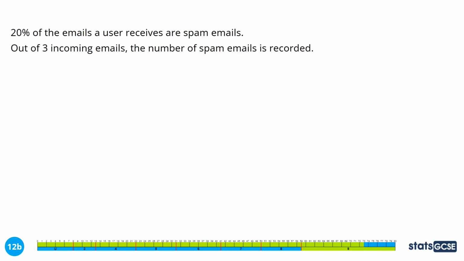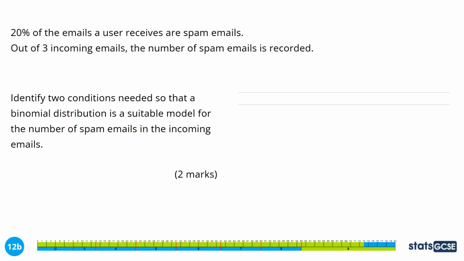20% of the emails a user receives are spam emails. Out of 3 incoming emails, the number of spam emails is recorded. Identify 2 conditions needed so that a binomial distribution is a suitable model for the number of spam emails in the incoming emails.